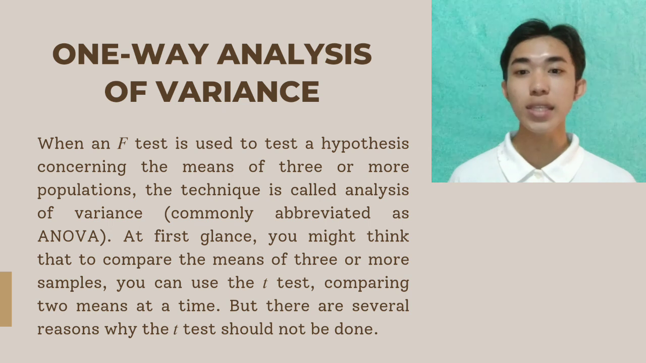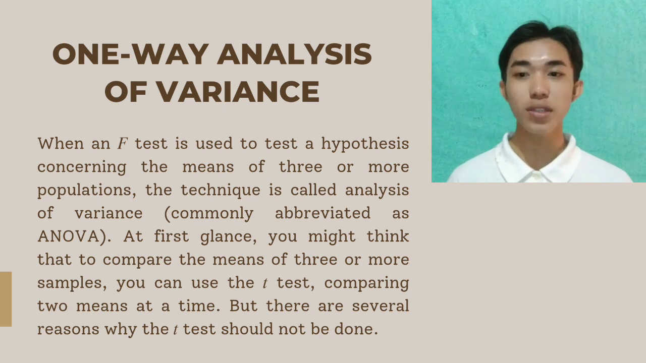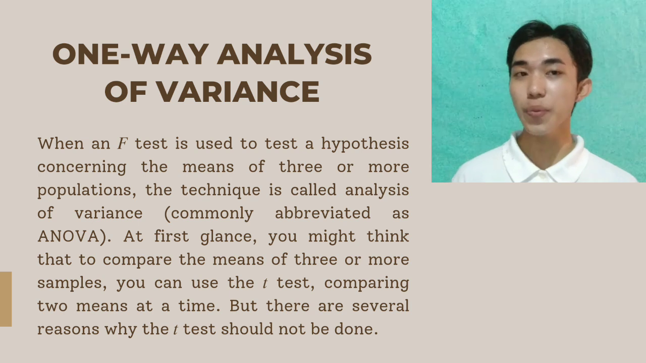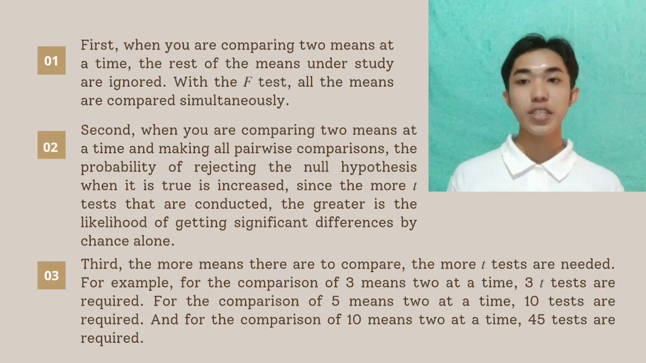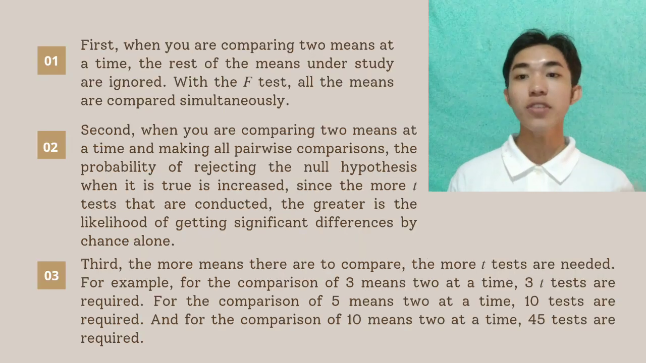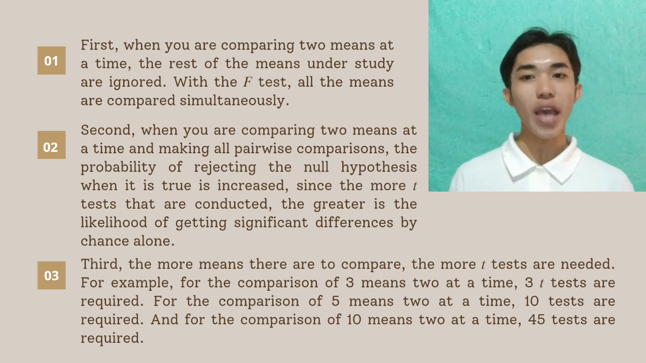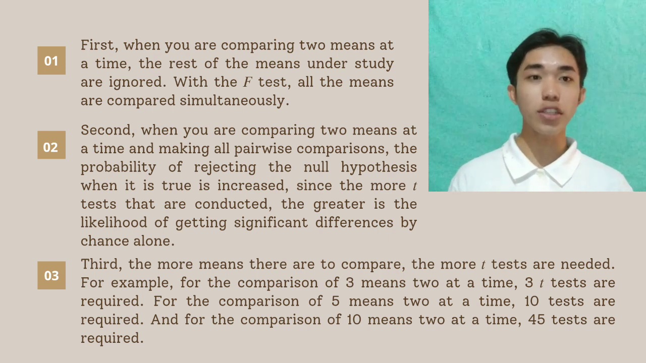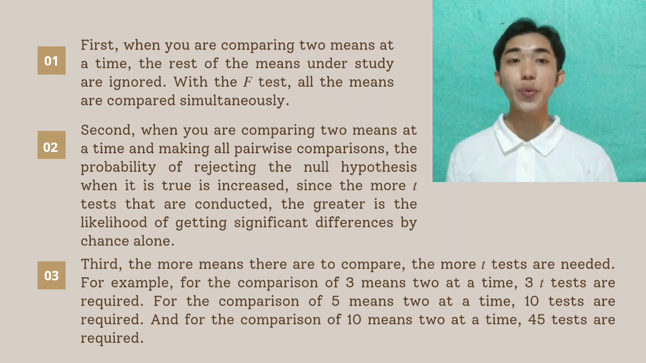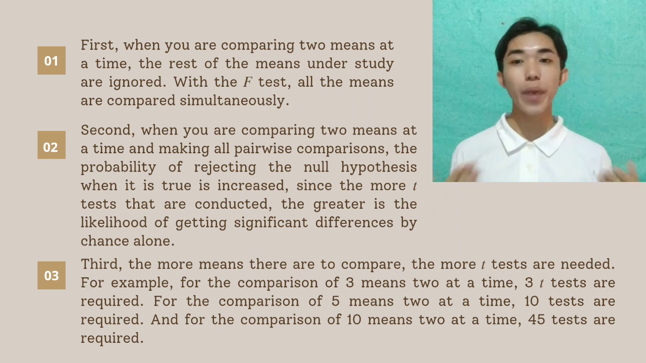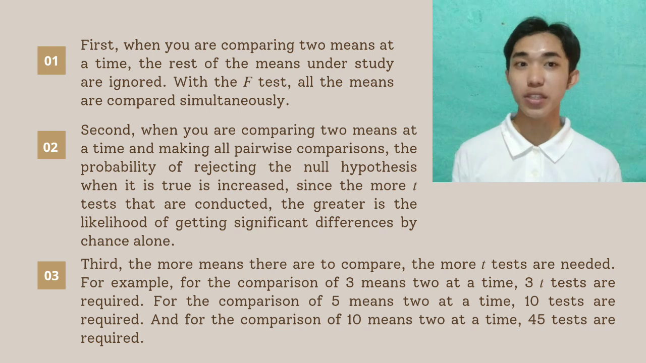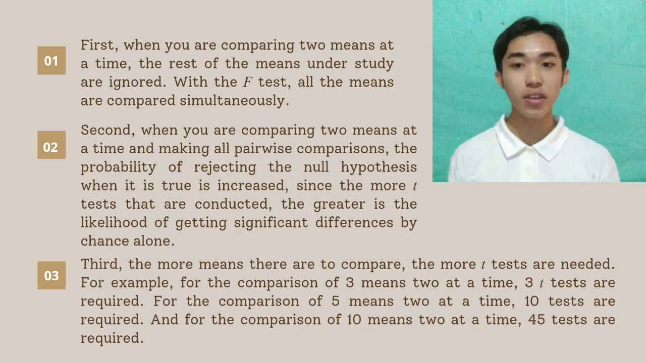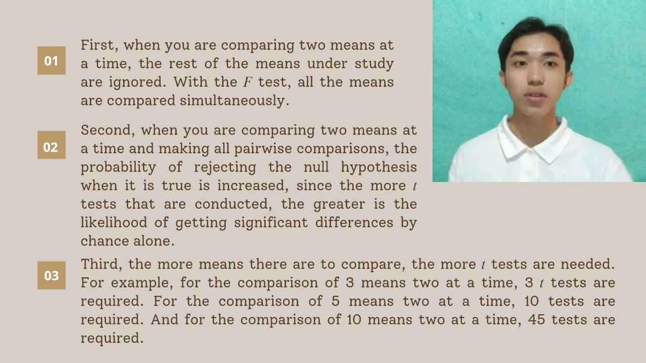At first glance, you might think that to compare the means of three or more samples, you can use the t-test, comparing two means at a time, but there are several reasons why the t-test should not be done. First, when you are comparing two means at a time, the rest of the means under study are ignored. With the F-test, all the means are compared simultaneously. Second, when you are making all pairwise comparisons, the probability of rejecting the null hypothesis when it is true is increased, since the more t-tests that are conducted, the greater is the likelihood of getting significant differences by chance alone.